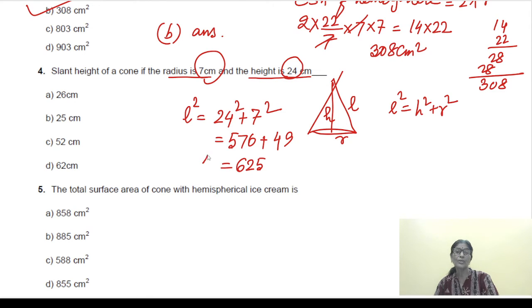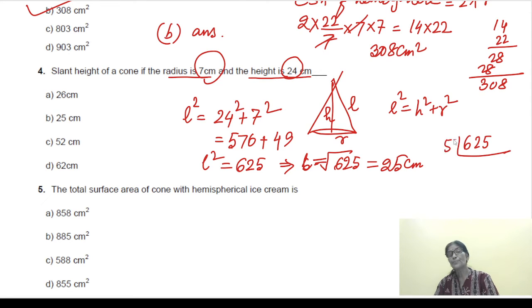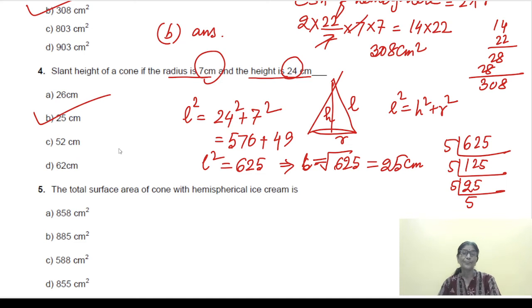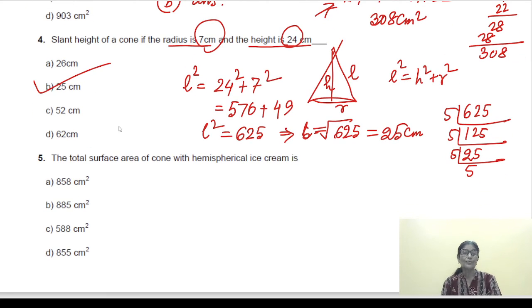So l square is equal to 625 means l is equal to square root of 625. Square root of 625 is equal to 25 centimeter. If you want to calculate, you can apply the factorization method, 5, then 25 and 5. So there will be 25 centimeters. So 25 centimeters, where is the answer? B is the answer. Now coming to question number 5, the last question.